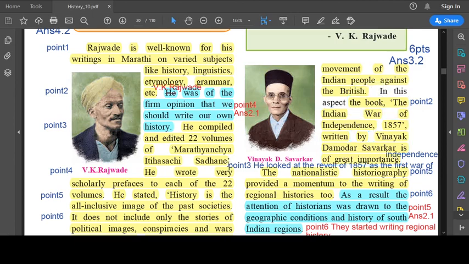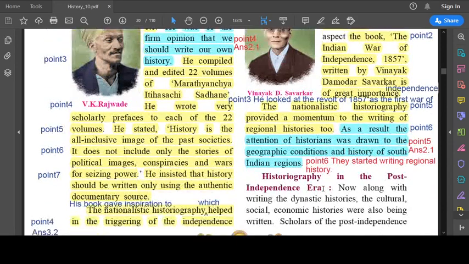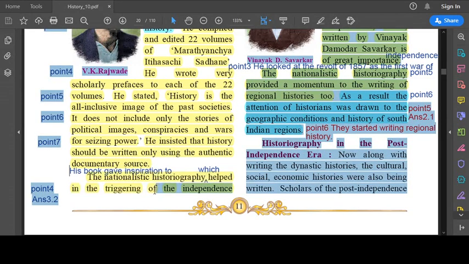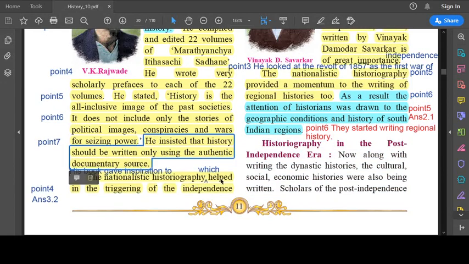Then point 3 is this, children. I have written it over here. Point 3. He looked at the revolt of 1857 as the first war of independence. This is your third point. Then fourth point is here. Left hand side. Last paragraph. First line. This is your fourth point. Point 4. Answer 3.2. His book gave inspiration to the nationalistic historiography, which helped in the triggering of the independence.